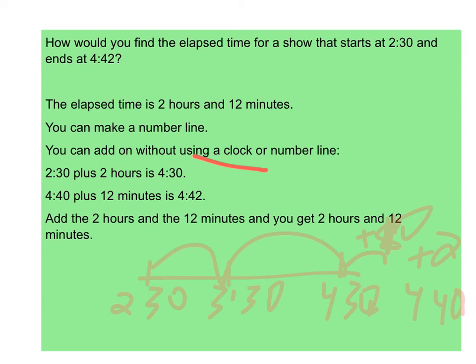You could just add without using that number line, but with that one, remember, you always got to be careful, because once you get to 60, it regroups into that next hour. You could do 2:30 plus 2 hours, and then 12 minutes. That's like what I would do, probably what a Max would do, probably what an Anna would do. Oops, sorry, wrong one.